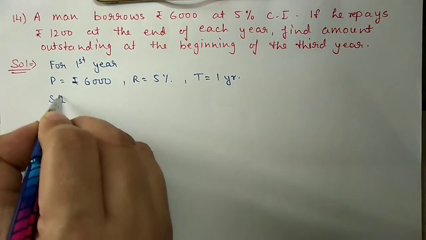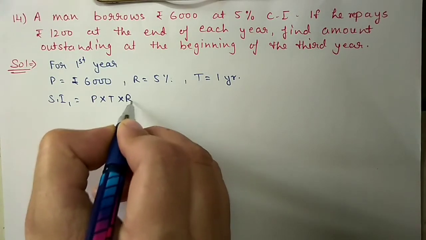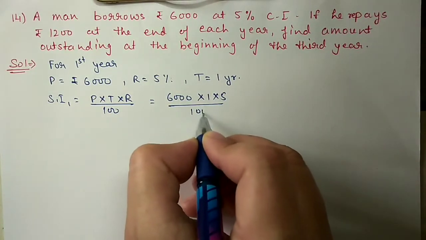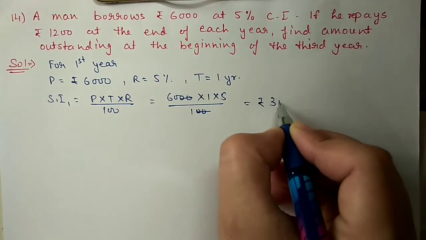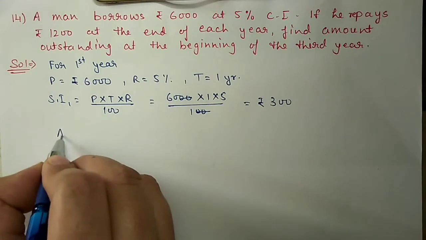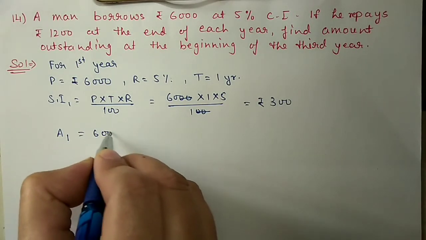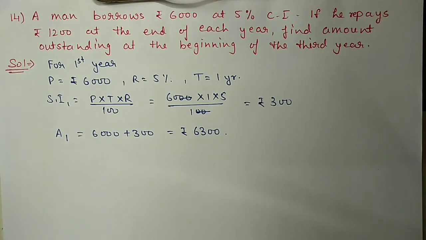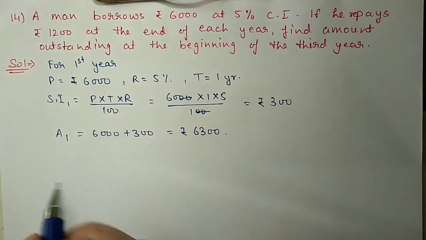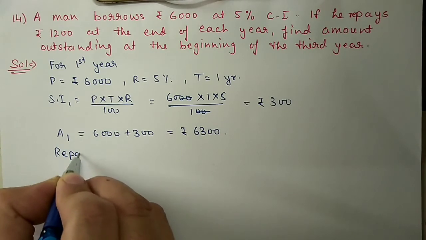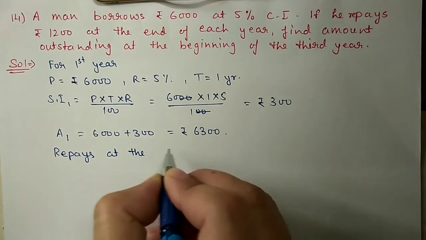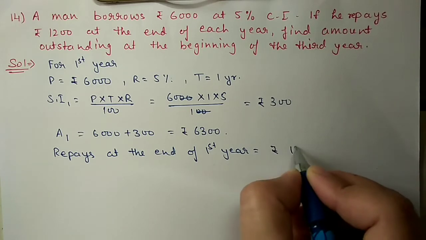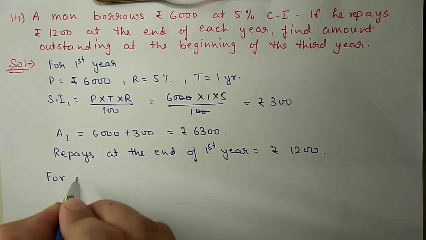So simple interest for the first year is P into T into R by 100, 6,000 into 1 into 5 divided by 100. 2 zeros we can cancel out and we will get 300 rupees as simple interest for the first year. So the amount by the end of the first year will be 6,000 rupees plus 300, so 6,300 rupees we will get here. Now at the end of every year he repays 1,200 rupees. So he repays 1,200 rupees at the end of the first year.